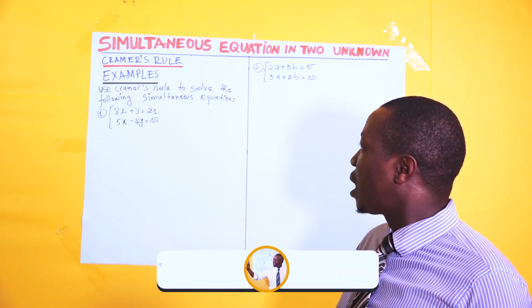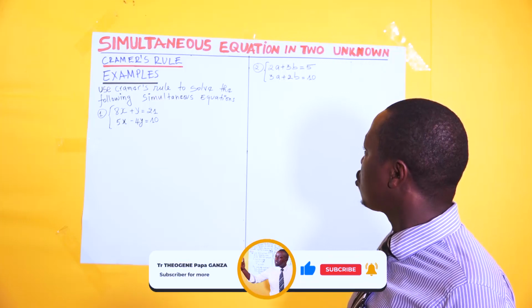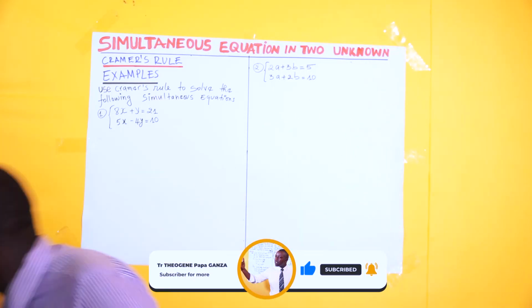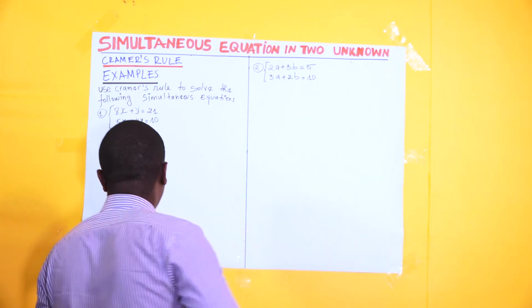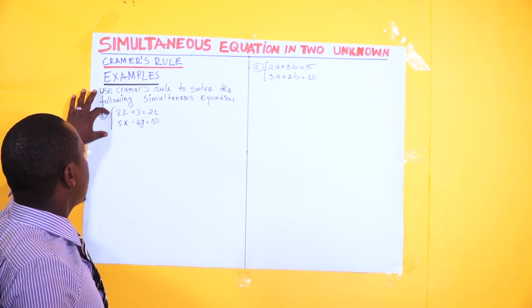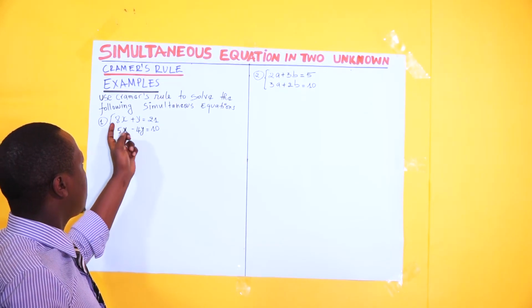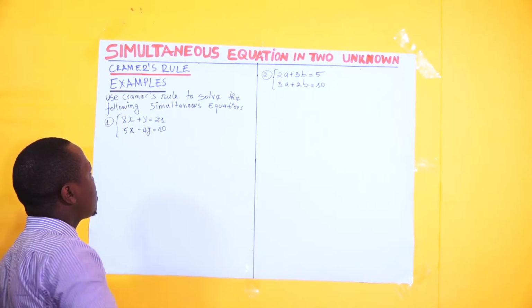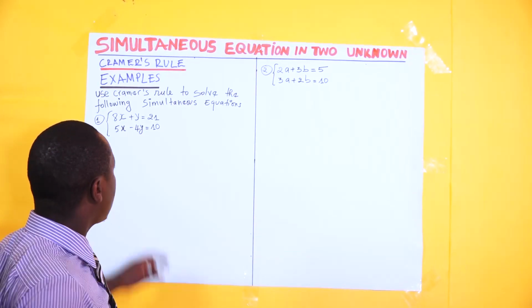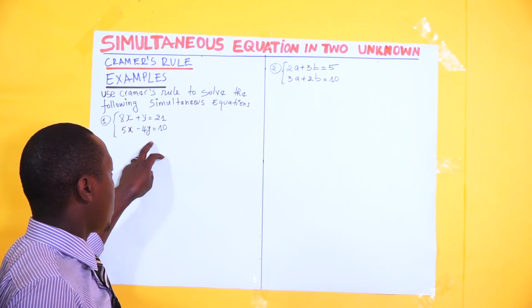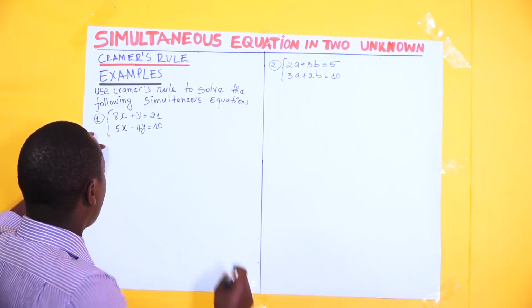The question says, use Cramer's rule to solve the following simultaneous equations. It's a system of two equations, right? This is the first equation and this is the second. The first equation says 8x plus y equals 21. And the second equation is 5x minus 4y equals 10.